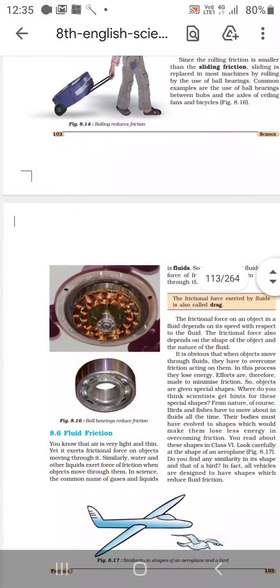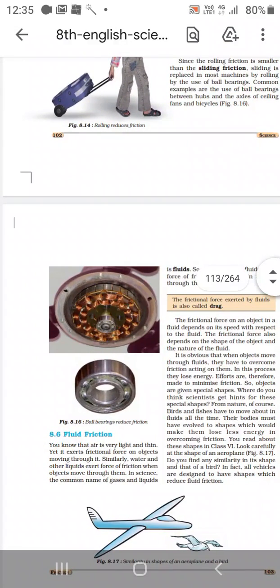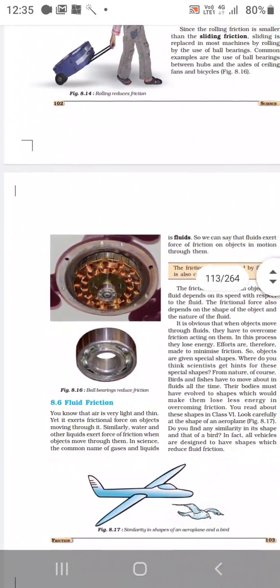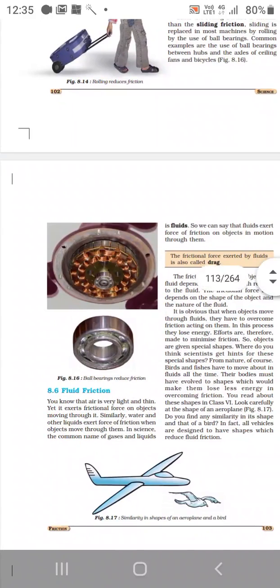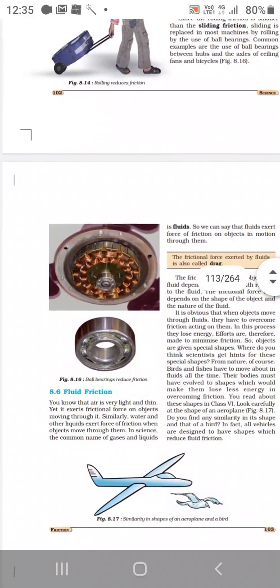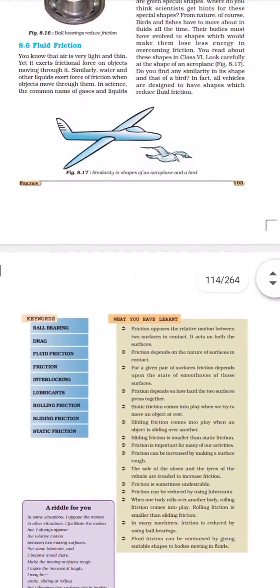Where do you think the scientists get hints for these special shapes? From nature, of course. Birds and fishes have to move about in fluids all the time. Their bodies must have developed a shape which would make them lose less energy in overcoming friction. You read about these shapes in class 6. Look carefully at the shape of an aeroplane. In fact, all vehicles are designed to have shapes which reduce fluid friction.